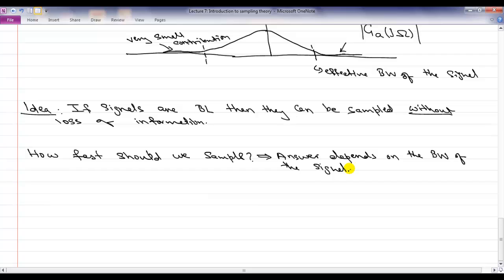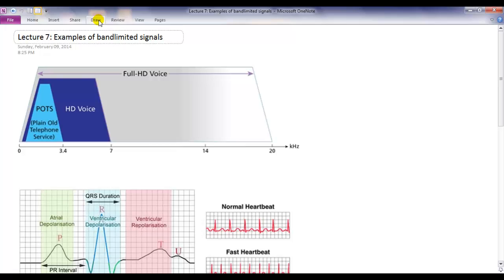And in sampling theory, we will precisely develop what should be the rate, what should be the value of that sampling time, or equivalently, the sampling frequency. So here are some examples of band-limited signals in the real world. We are studying band-limited signals because many signals in the real world can be approximated as band-limited signals. And one of the classical examples of that is voice or speech.